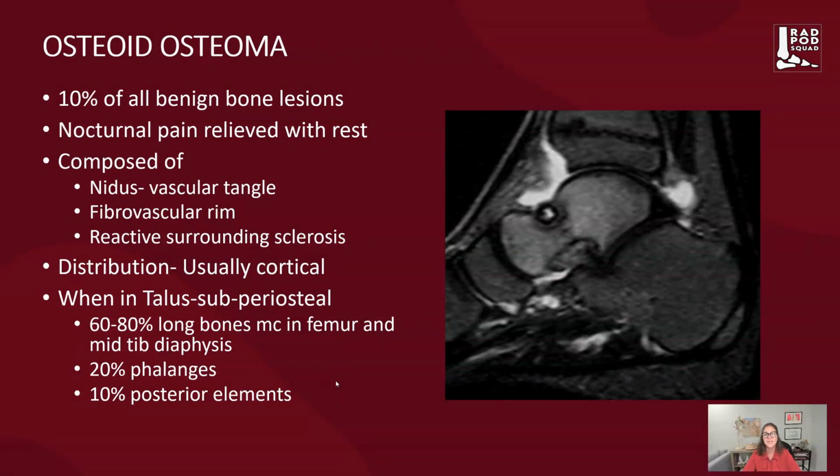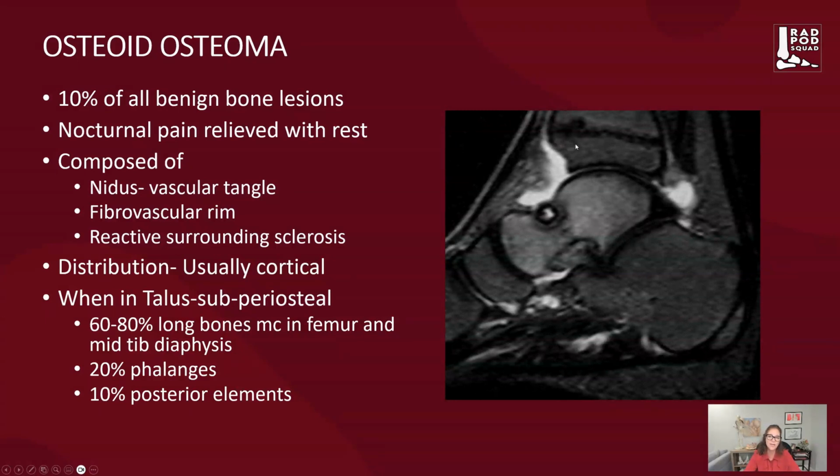Osteoid osteomas represent about 10% of all benign bone lesions. This is a nocturnal pain that can be relieved with rest and salicylates, so taking aspirin often relieves the pain. This can be composed in the cortex of a nidus, a vascular core, a fibrovascular rind, and reactive sclerosis all around the lesion. When it's in the talus, it tends to be subperiosteal. A lot of these lesions, 60 to 80%, are in the long bones of the femur and the mid-tibial diaphysis. About 20% are in the phalanges, and about 10% occur in the posterior elements of the spine.